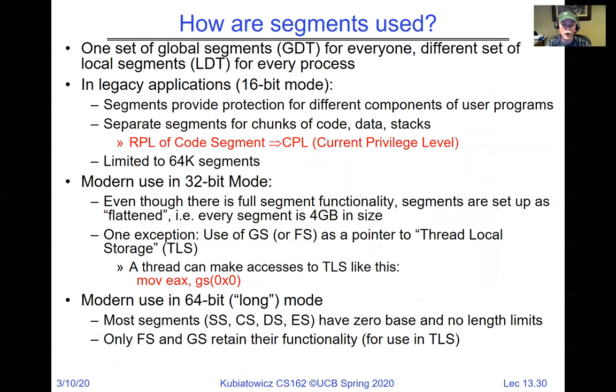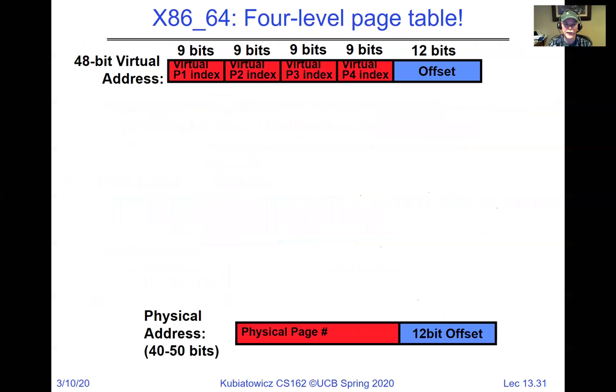64-bit, in fact, long mode totally eliminates SS, CS, DS, and ES in the sense that they don't do anything useful. They have a zero base and no length, and only FS and GS still get used. Okay. All right.